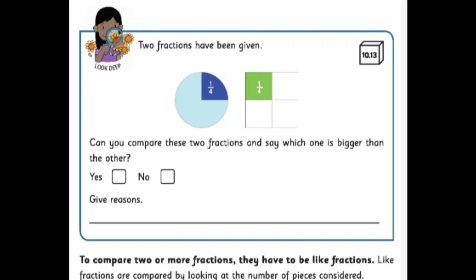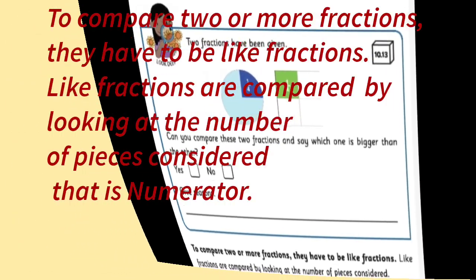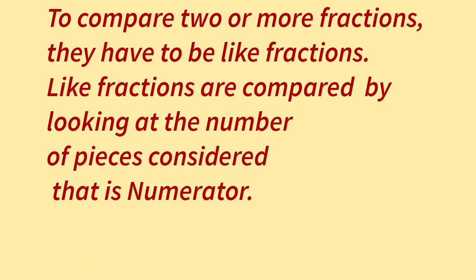No. To compare 2 or more fractions, they have to be like fractions. We consider the numerator for comparing 2 like fractions. If the numerator is greater, that fraction will be the greater fraction. If the numerator is smaller, that fraction will be the smaller fraction.